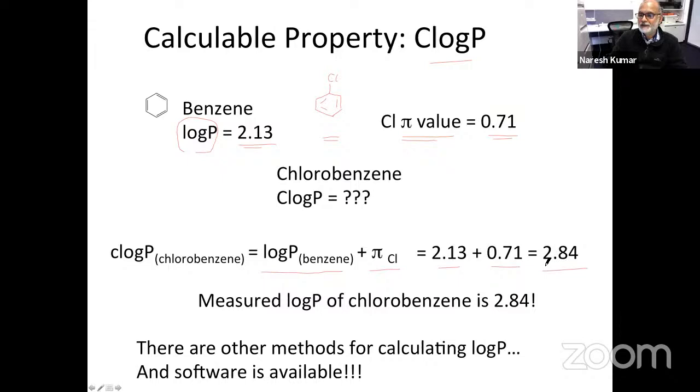And if you actually measured the log P of chlorobenzene experimentally, you will get exactly the same answer. So that means you don't need to actually measure the log P values yourself. You can simply calculate it. And there are many methods and software available for calculating the log P values. And this log P value is a very useful term if you are looking at a drug and wanting to find out whether the drug will be bioavailable or not. Okay, let's go to the next slide.